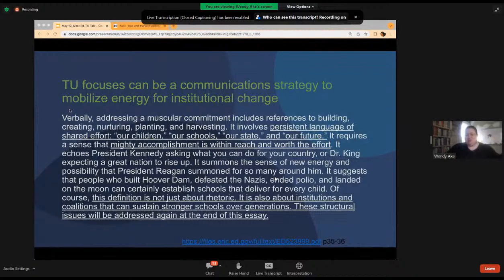This wasn't just a goal to start talking about it in different language, but to follow through with institutional change that flowed from that. So they're talking about our children and our schools, our future, and an accomplishment that's within reach and is worth the effort. So having this movement building language, where more people are involved and have an interest in it. But to follow that up with a really clear structural explanation of why there's a need for different distribution of resources.